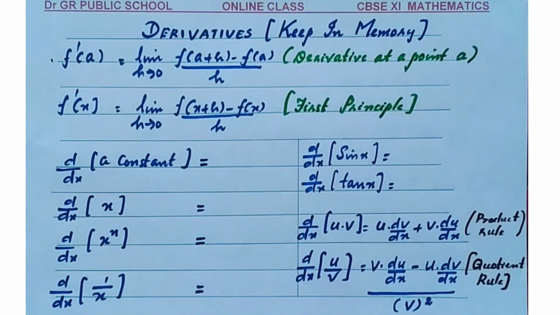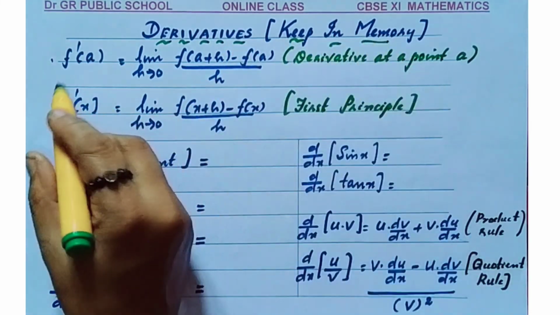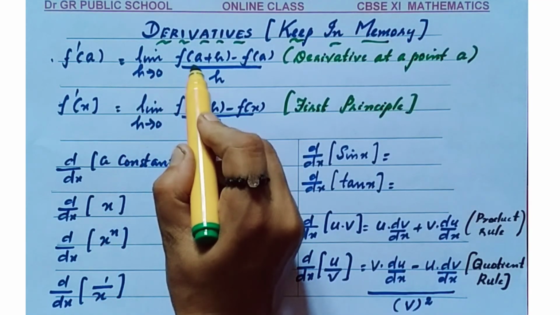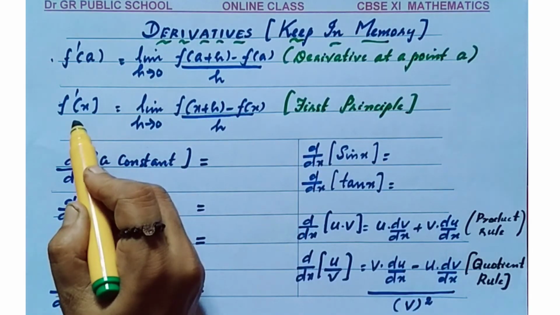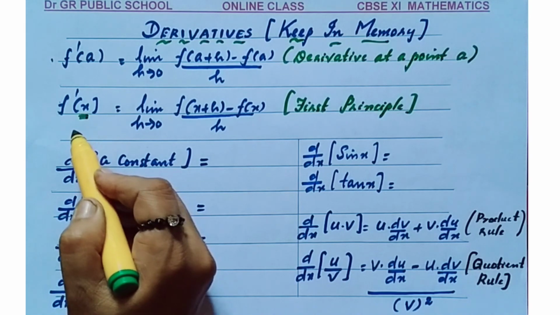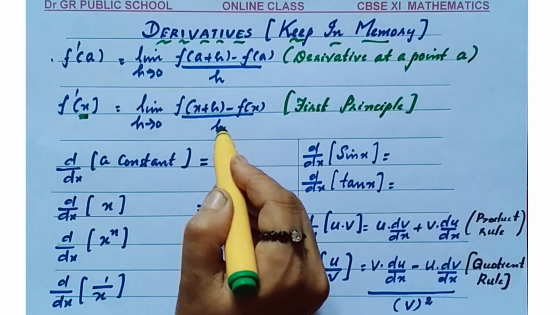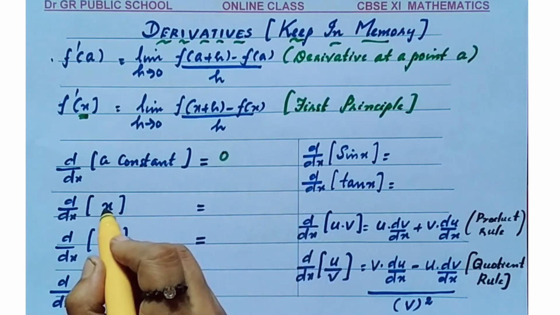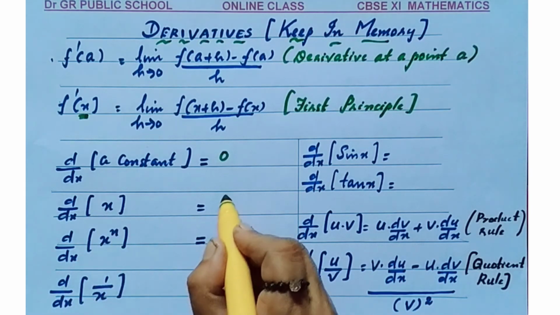Now let us recall the points which we discussed here with derivatives, the points you need to keep in memory, the basic concepts. F dash a is how to find the derivative at a point a: limit h tends to 0, f of a plus h minus f of a by h. The first principle states that f dash x, that is the derivative at any point x, equals limit h tends to 0, f of x plus h minus f of x divided by h. Next, the derivative of a constant function is 0. Derivative of x, a linear function, is the coefficient of x, that is 1.